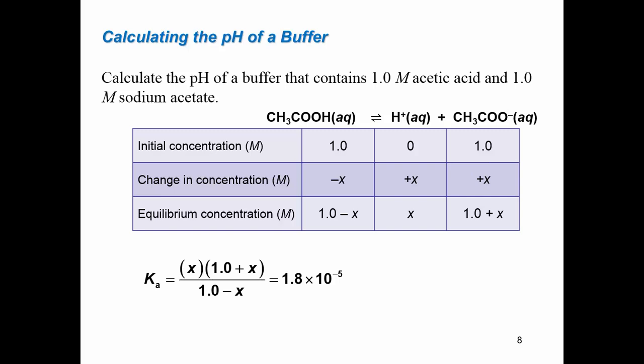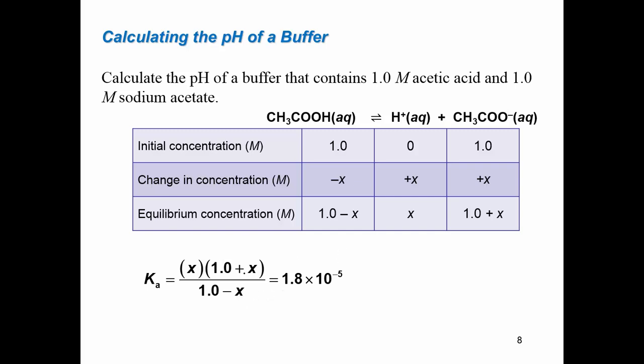So to calculate the X value, we set up the Ka expression, and this is set up the same way we did it in the last chapter. This is the concentration of the hydrogen ion. This is the concentration of the acetate ion, and this is the concentration at equilibrium of our weak acid. So as you can see, it is set up the same.